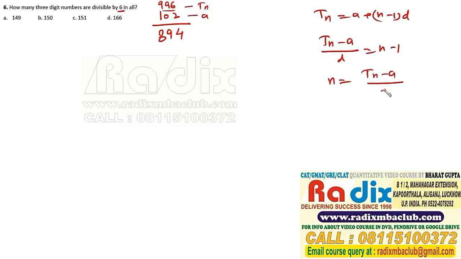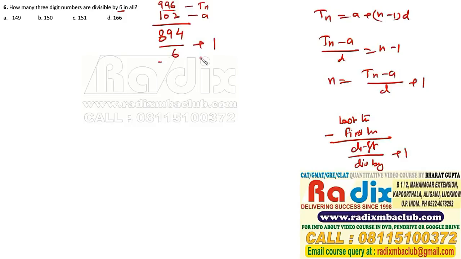See, this is Tn and this is a. We have the formula Tn is equal to a plus n minus 1 into d. We will take a this side: Tn minus a upon d is equal to n minus 1, or we write n as Tn minus a upon d plus 1. So the method would be last term minus first term, their difference upon the divisor, plus 1. Right? So 894 by 6 plus 1. This is our answer. So in this question it is important to calculate the last term.